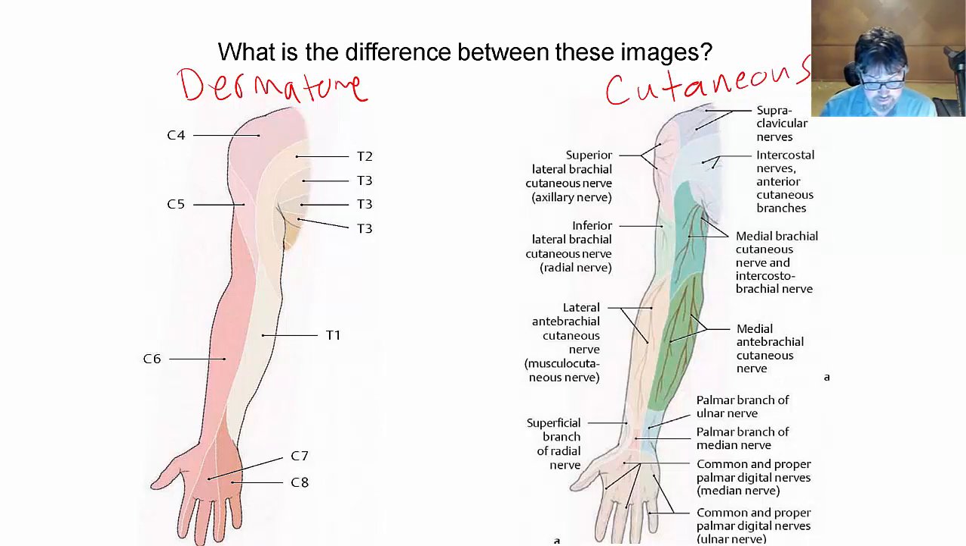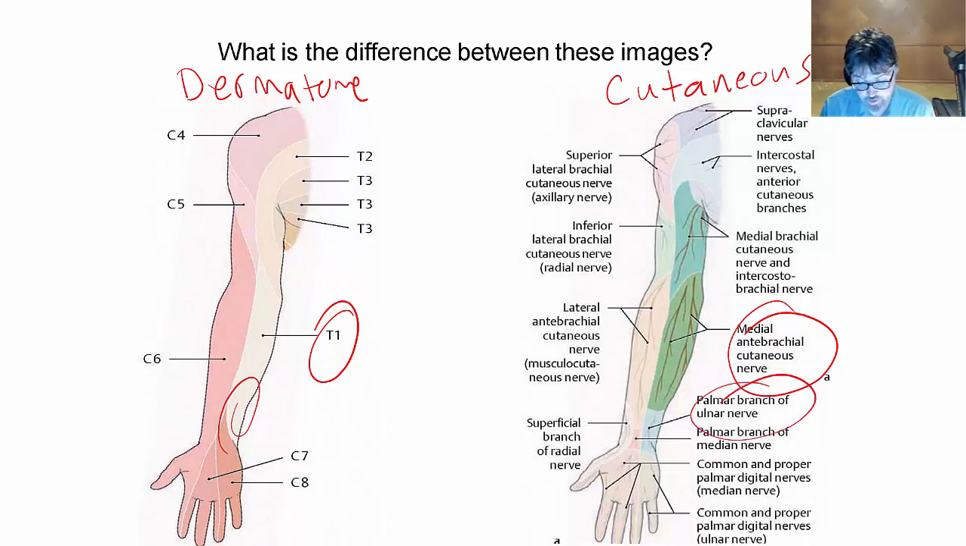So for example, we can see that T1 on the medial side of the forearm is going to be supplied primarily by that medial antebrachial cutaneous nerve. And that looks like it's pretty one shot, except for down here where you would also get the palmar branch of the ulnar nerve. So just to show you how these guys are related.